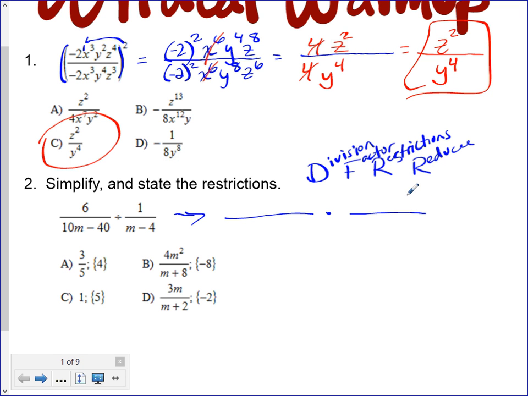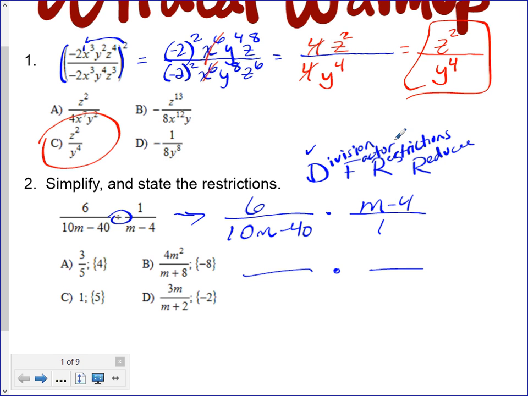DFRR. So first of all, check for division. Yes, there is division. So what do I have to do to the second fraction? Flip it. So what goes on top now? n minus 4 over 1. Now, division, check. If you divide, you try to multiply. Exactly right.